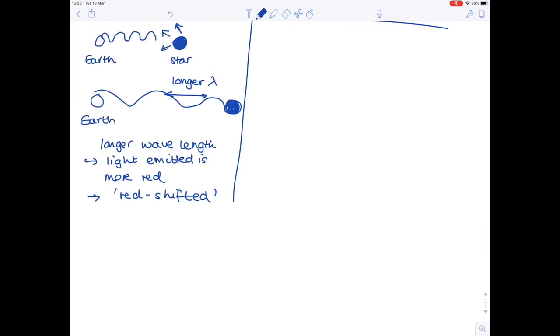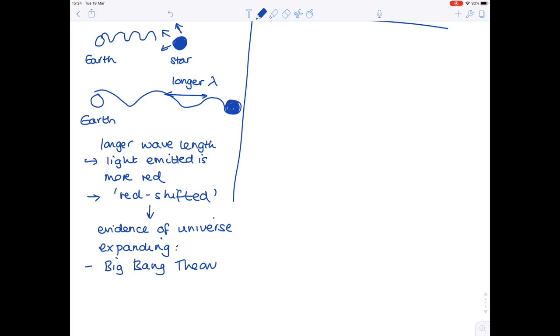So really, redshift provides evidence that the universe is expanding. So redshift can be used to support both the Big Bang theory and the steady state theory. And this is really important that you realise this. So both of these theories can be supported by redshift.